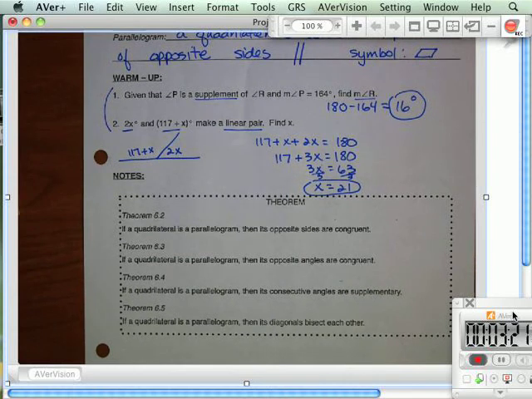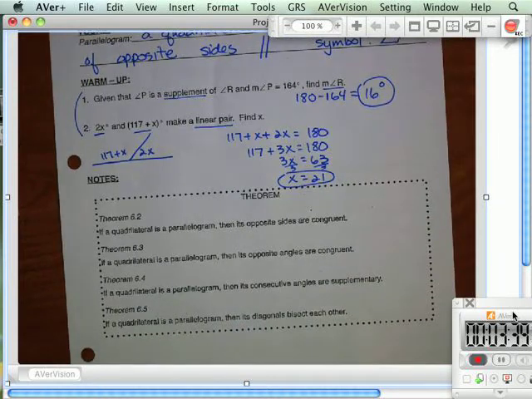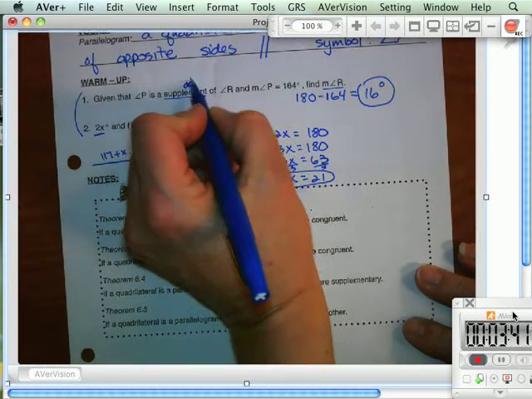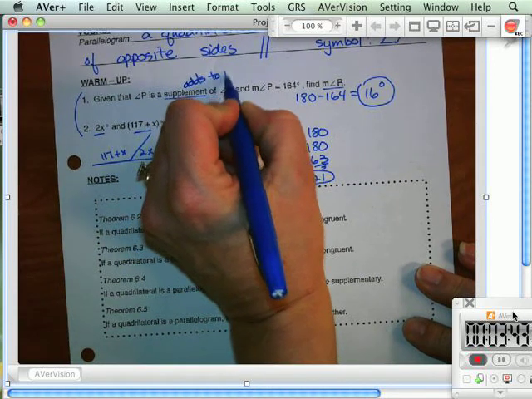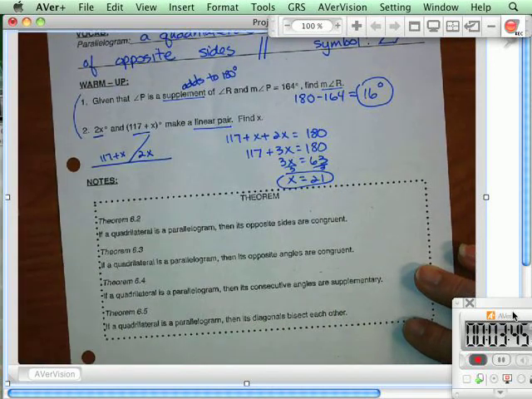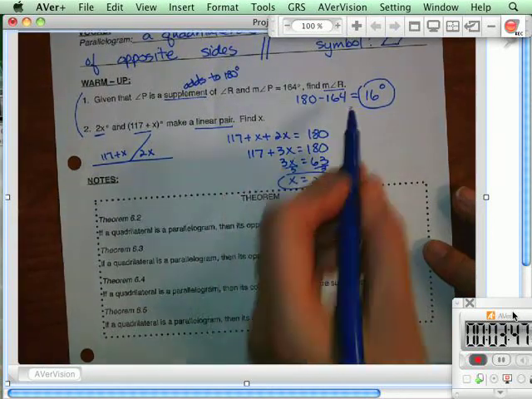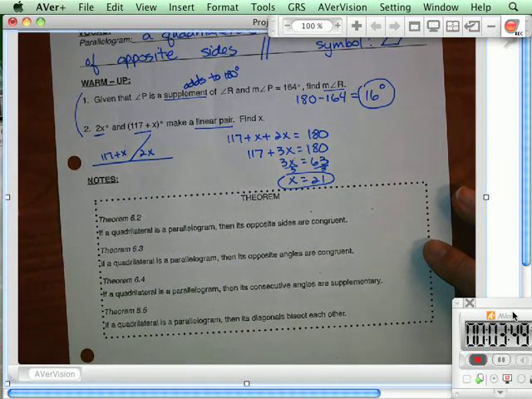Okay. What did somebody get for number 1? Anybody want to volunteer? What'd you get, Jana? 16. Right, nice. How about number 2? 7. Allison? Right on. Okay. Supplement adds to 180. You have to remember that. They add up to 180. So you did 180 minus 164 equals 16 degrees.